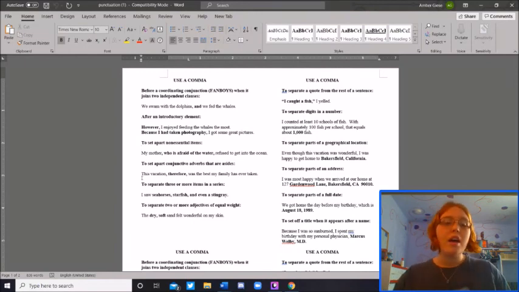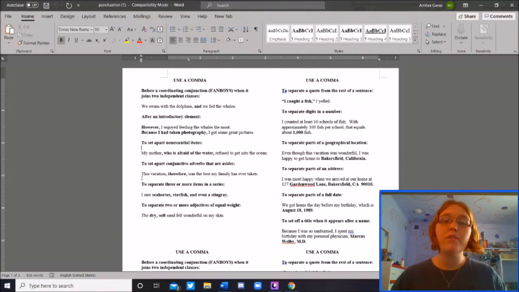That's fun. To separate three or more items in a series, people call them series, people call them lists. I call them lists. The official documentation says series. Whatever you choose, it's the same concept either way. Seahorses, starfish, and even a stingray. The other ones are adjectives, separating out adjectives. Separate a quote from the rest of the sentence. You'll usually use this when you're using quotes that you need to cite.